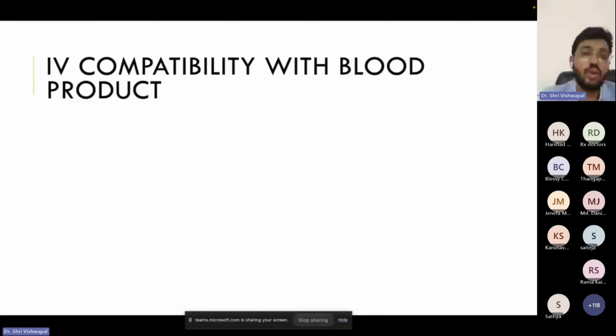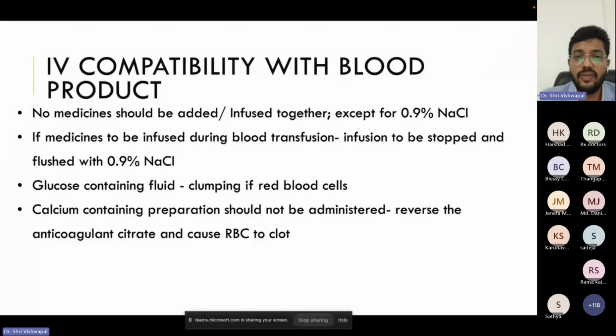Next, IV incompatibility with blood products. No medicine should be added or infused together with the blood products. If any medicine is to be given with the blood product, the IV line should be stopped and flushed, and then the other drugs can be given. The only thing which is compatible is 0.9% NaCl. Other than that, you can't give anything through your blood product line.